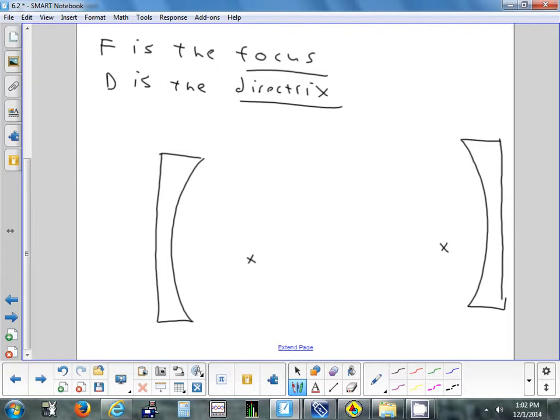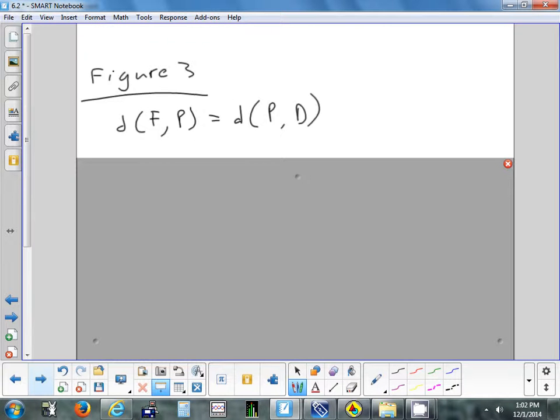So there's a lot of different applications for parabolas. But we're mostly going to focus on the algebra behind it. So in your book, if you look at figure 3, it's on page 379.